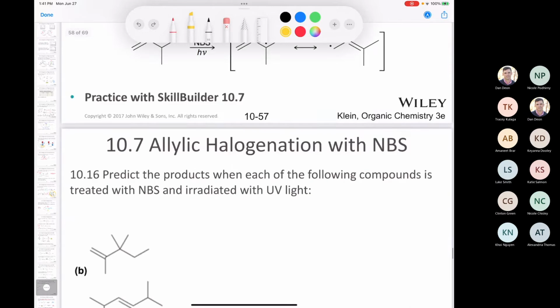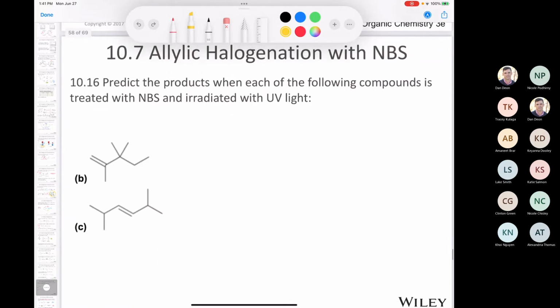So why don't we end today by looking at a problem and see if we can figure out if we end up with regioisomeric products, yes or no. Let's take a look at B. It says, predict the products when each of the following compounds is treated with N-bromosuccinimide and some UV light. So with B, we have our NBS, N-bromosuccinimide, and some light. In this one, we only have one kind of allylic hydrogen. It's this one here, right?